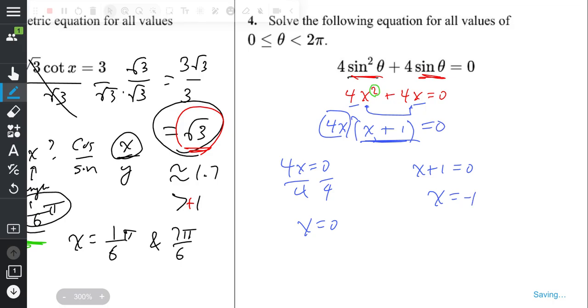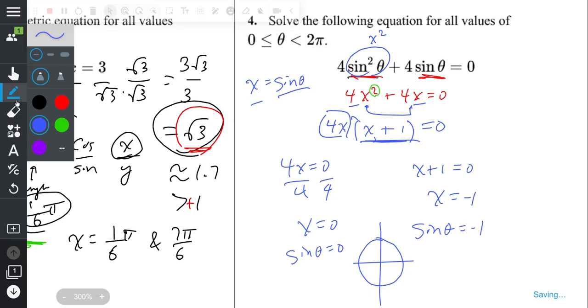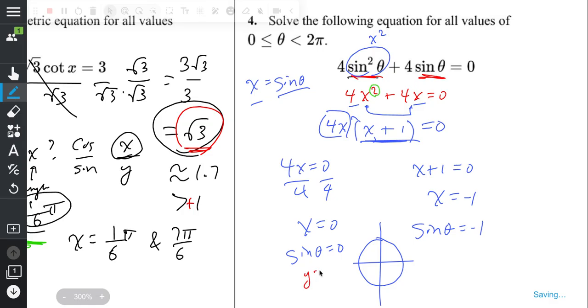But what was x? What was our substitution right from the get-go? It was this, right? We swapped this out for an x. So we meant sine of theta is x. So let's swap it back. Okay, so now we have our instructions. Go find me the theta where the sine is 0. Okay, meaning the y coordinate on the circle is 0, where the y is -1.